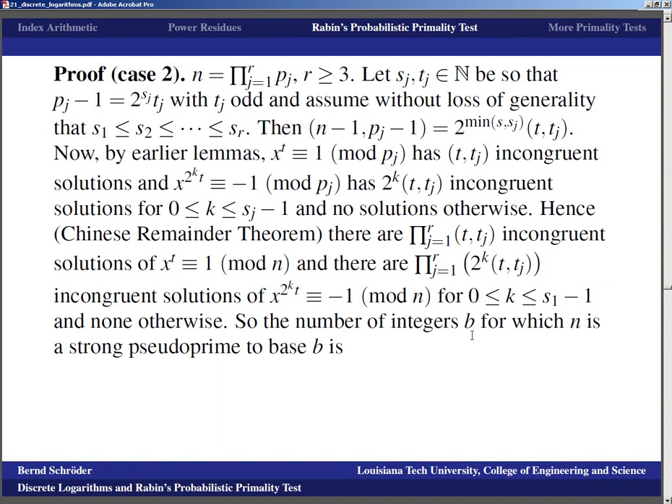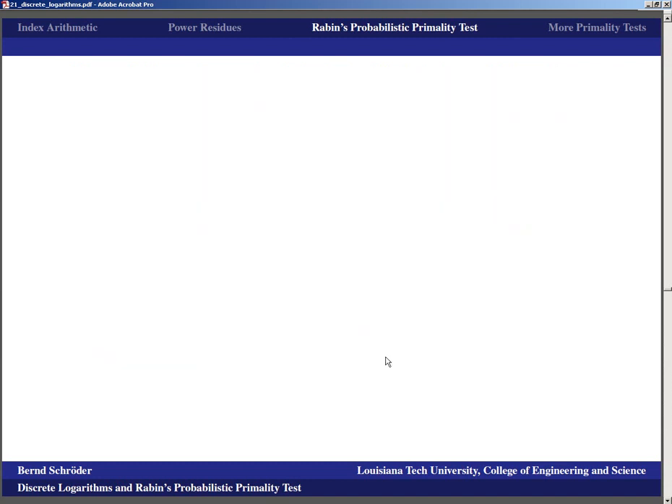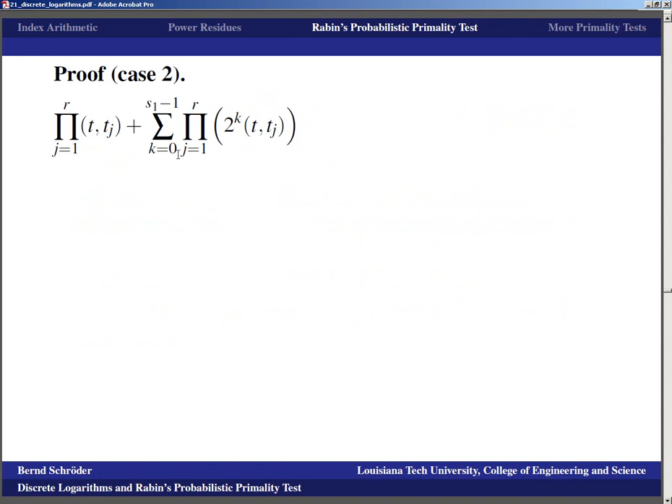Okay, so the number of integers b for which n is a strong pseudoprime to the base b, which is of course another name for numbers that are composite and satisfy Miller's test, that number is at most, or even if, okay, here again, being an analyst, it's at most that, and if it's exactly that, it doesn't matter because we need an upper bound.